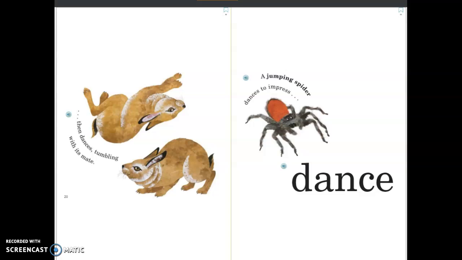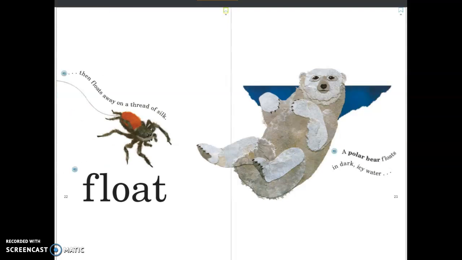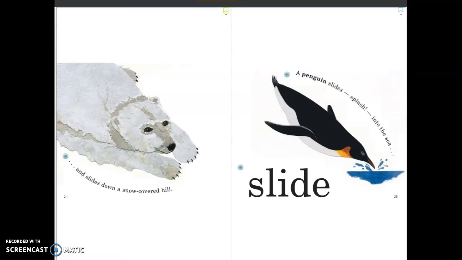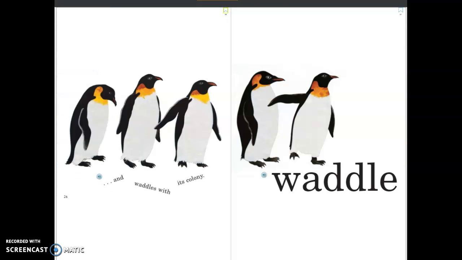A jumping spider dances to impress, then floats away on a thread of silk. A polar bear floats in dark, icy water and slides down a snow-covered hill. A penguin slides, splash, into the sea and waddles with its colony. The colony is its group or its family.